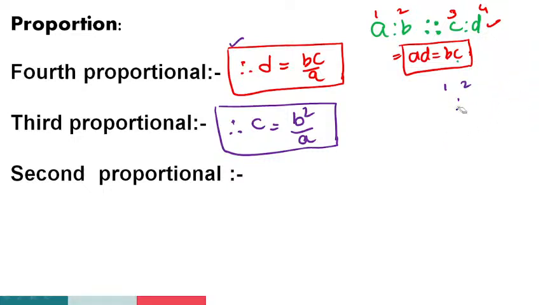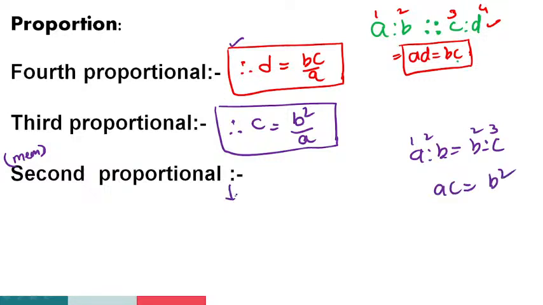And coming to the next formula, guys. Next formula, second proportion or mean proportion. For example, A is to B is equal to B is to C. 1, 2, 2, 3. And we have to find out the B value. So, AC is equal to B into B, B square. What is the second proportion formula, guys? B is equal to root of AC.